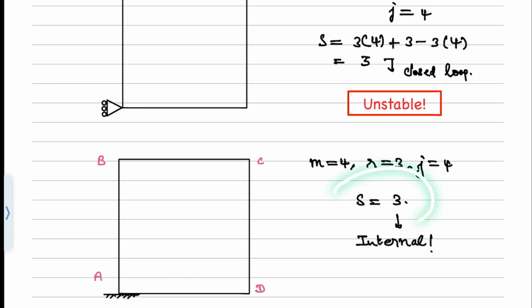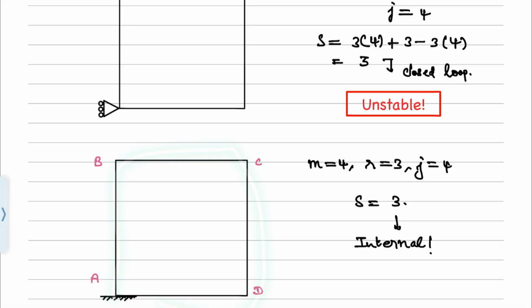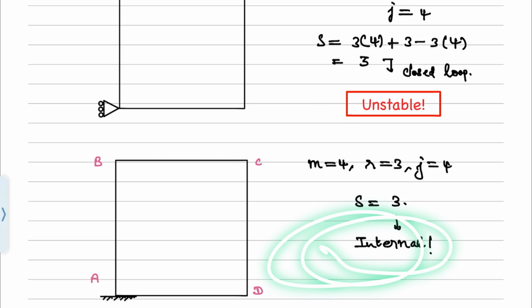Fine. So what does that three mean then? That means we can see that there is a closed loop here, which means that we need to cut across one of the members here. So let's say I'm cutting across this member connecting joints C and D. If I do that, what will happen? I will be releasing three internal stress resultants such as shear force, bending moment, and axial force at this particular location. That's what this three means. So in this case, we can claim that this indeterminacy is internal.